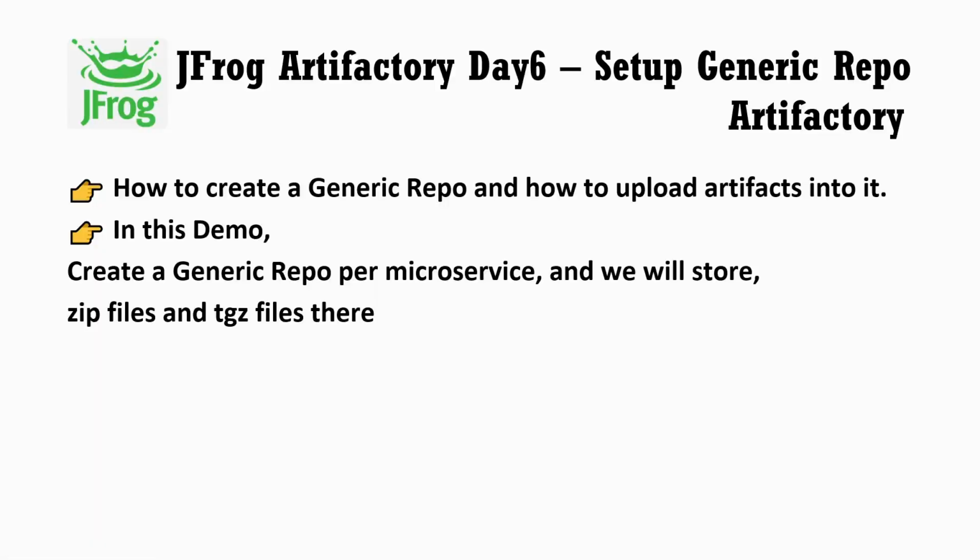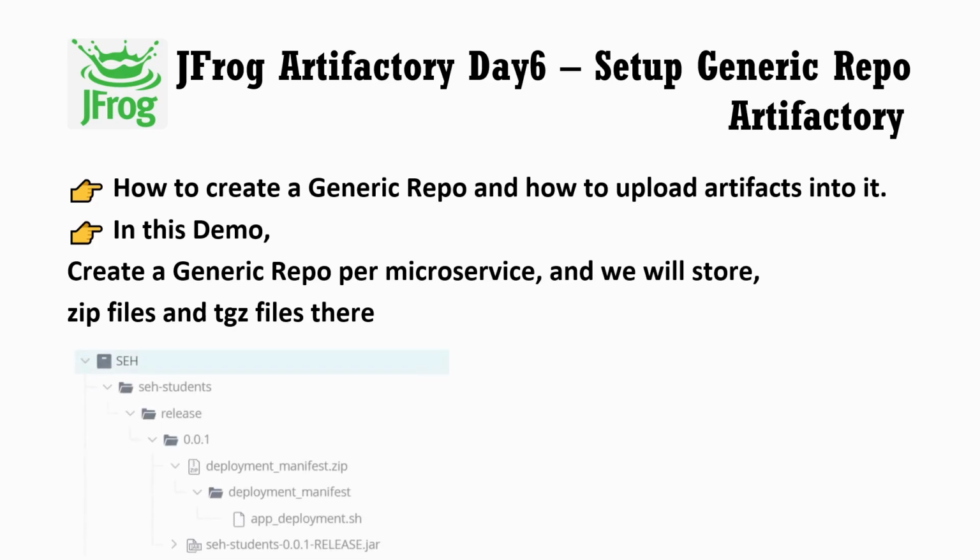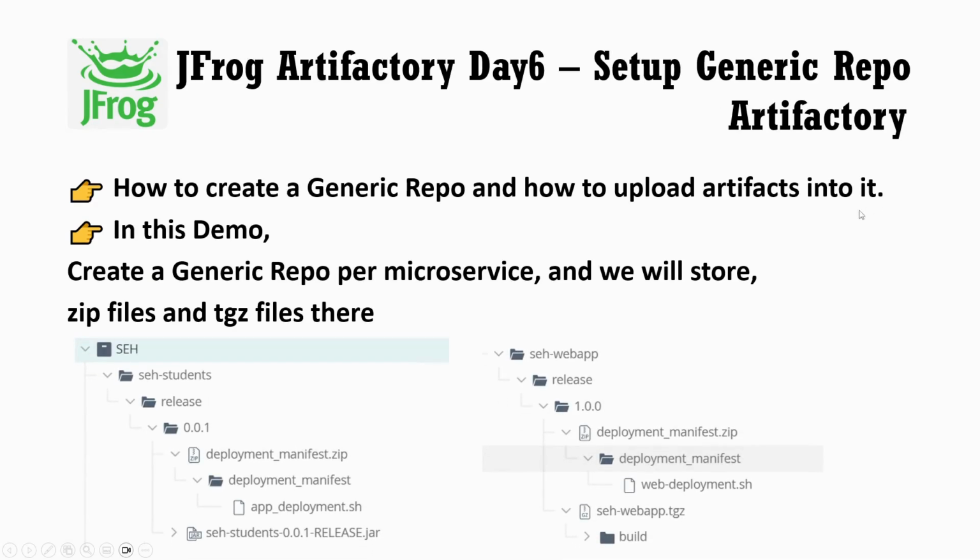In this demo, we will create one generic repo per microservice and we will store zip files and tgz files there, like these. For our microservices, the first one is SEH students, Spring Boot. Inside the SEH generic repo, we will store SEH students, then deployment manifest.zip that contains app deployment.sh and SEH students.jar. Why deployment manifest.zip? Because it contains environment specific deployment steps like how to deploy, start and stop commands, just like we used to do with JBoss and Nginx or any traditional server. So the DevOps team knows exactly how to deploy this microservice in any environment.